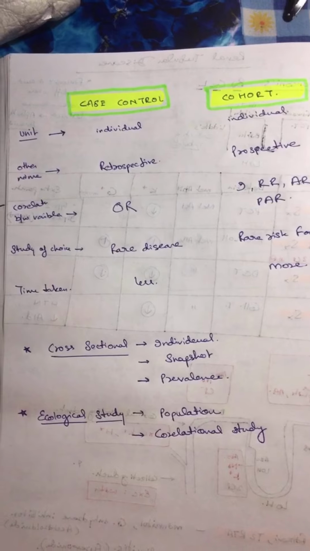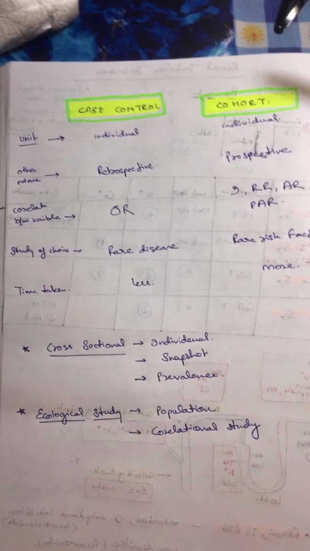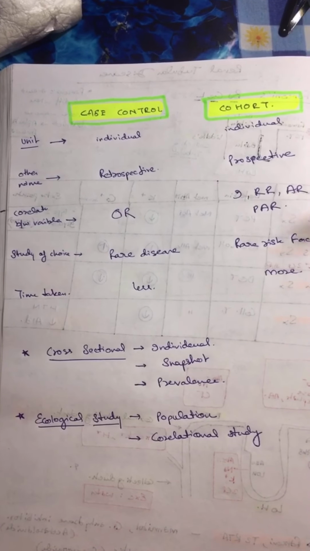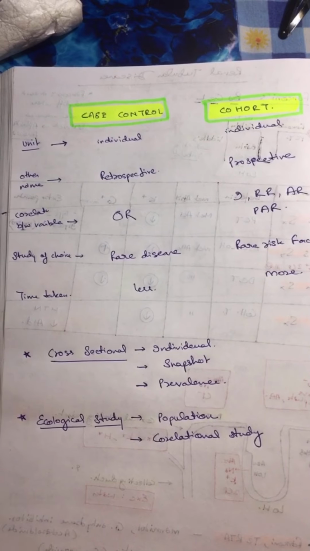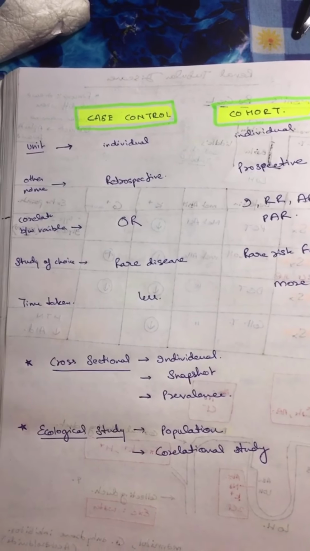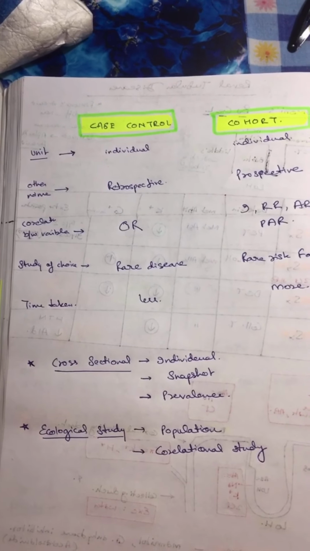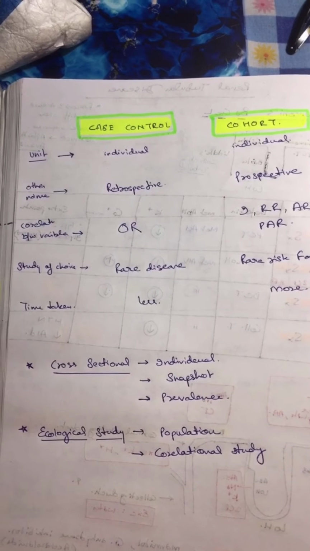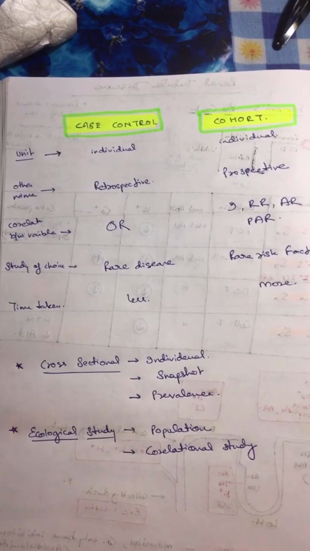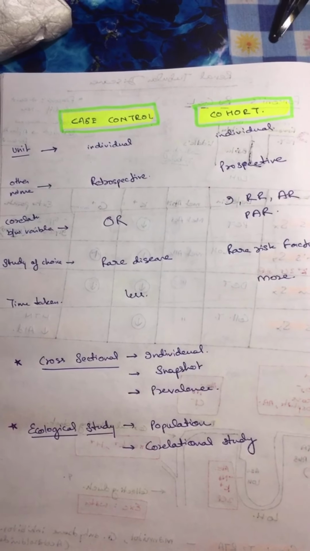First point would be the unit. The unit used in both of these, case control and cohort, will be individual, so nothing much to remember. Other names usually asked are retrospective and prospective. See, in case control we are going from effect to the cause, so it is retrospective. We are going back, the effect is already there, then we go to what caused it, so it is retrospective. In prospective we are obviously going from the cause to effect. Listen to it one or two times and you'll remember.